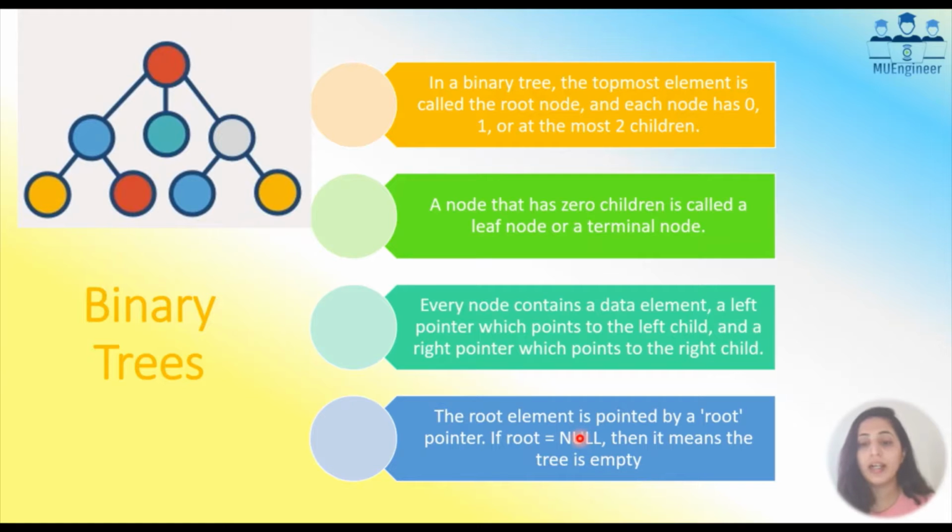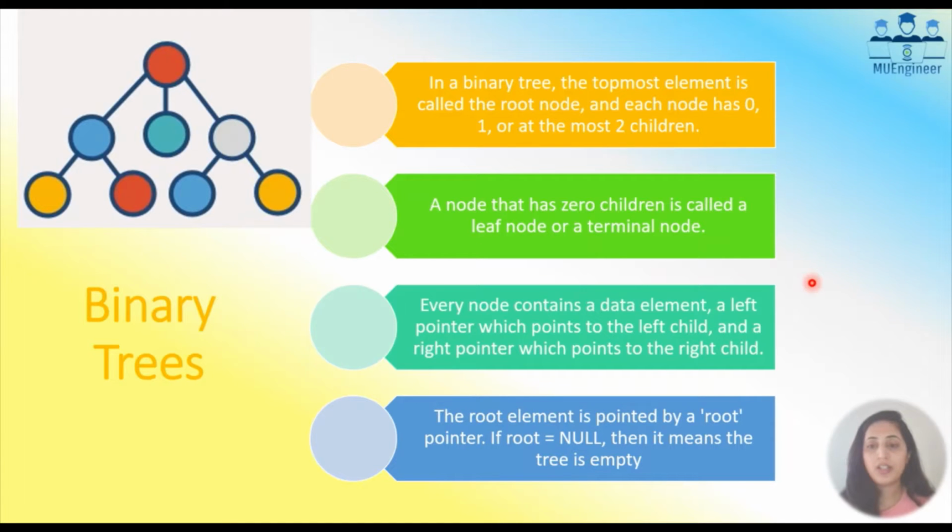Initially, if the root is null, that means the tree is empty. So when we begin with the tree, we initialize the root as null, that is, the tree is empty, and when we get some values to add, we add those values and we generate a tree. Okay, so this is all about the binary tree.